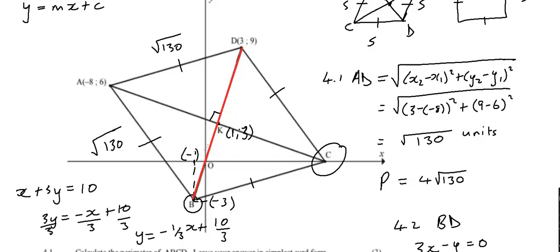BD. If we find BD, then we try to look for this angle here using the cosine rule. Remember, the cosine rule says that BD squared is equal to AD squared plus AB squared minus 2 AD AB cosine of A. That is what we are going to try and do and solve for A, right? So let's just find BD first.